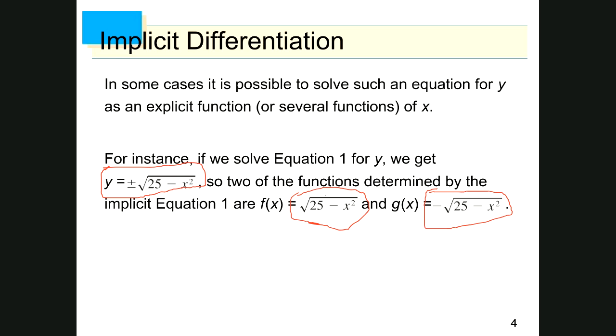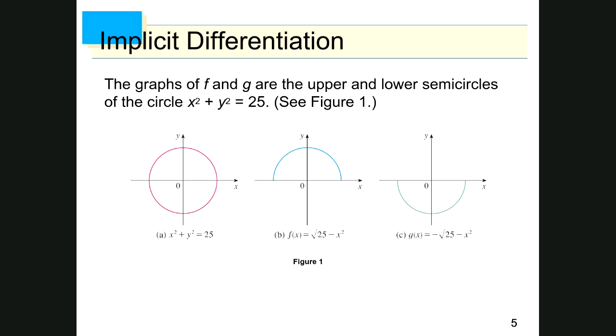So let's look at the next slide. Notice, the positive part represents a semicircle at the top of the x-axis, and the negative part is just a semicircle at the bottom of the x-axis. All right.